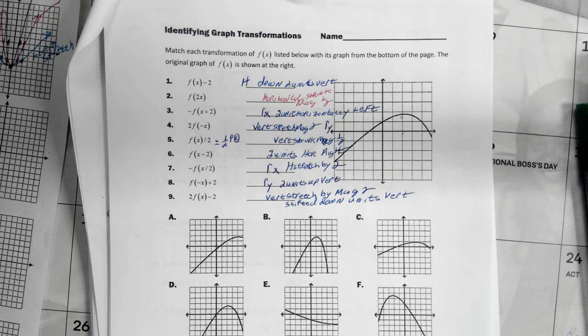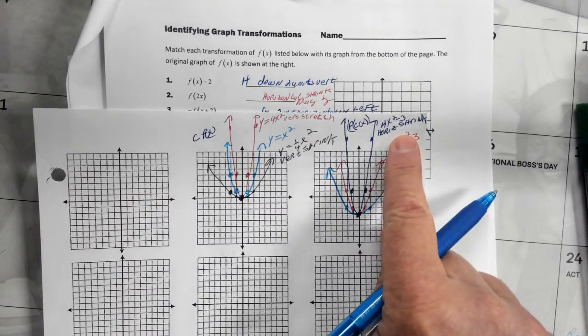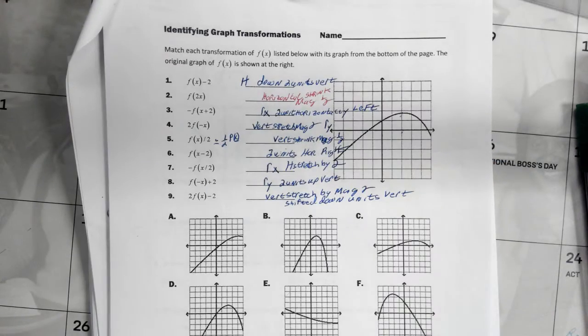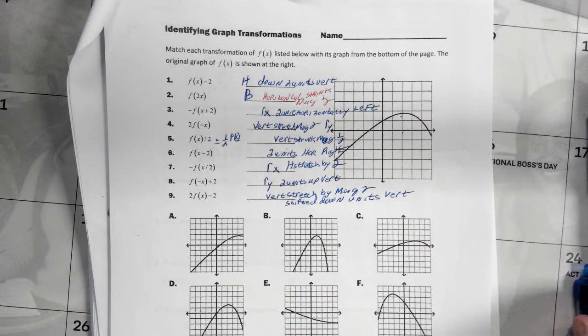Nope. We said it's a horizontal shrink. What does the shrink do? C is wide. Look right here at the graph. Squishes it together. Try again. B. It is B. What's next?